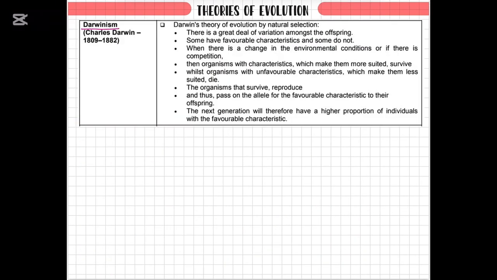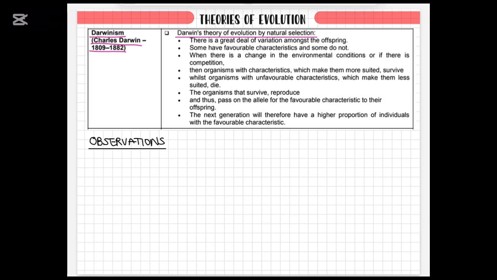Now let's look at Darwinism by Charles Darwin. His theory is a theory of evolution by natural selection. There's a bit of information here written from the examination guideline, but before we delve into that, the theory of natural selection is based on Charles Darwin's observations as well as conclusions. So Darwin made 4 observations.